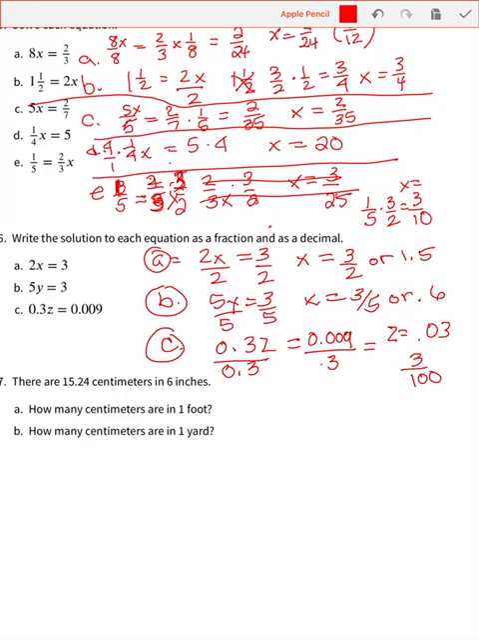And in number 7, if you have 15.24 centimeters in 6 inches, how much would you have in a foot? Well, 1 foot is twice that, so you would have 30.48 centimeters. And how many centimeters are in a yard? 3 feet in a yard. So that would be times 3. So it's 91.44.